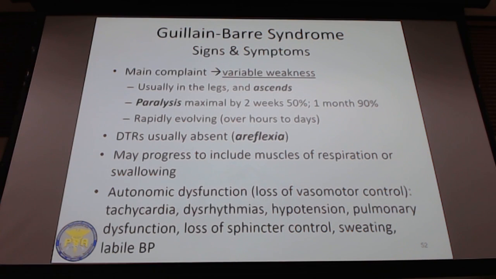Main complaint, variable weakness. Usually it's ascending paralysis, right? So usually the legs and it ascends, paralysis maximal by 2 weeks, about 90% by a month, and it's pretty quick, right? It can be hours to days that this is happening, so. DTRs are usually absent, areflexia, right? So I think that was highlighted for y'all. Yeah. So again, ascending paralysis, areflexia. I want you guys to think recent history of GI-related issues. Let's think Guillain-Barré in our differential.